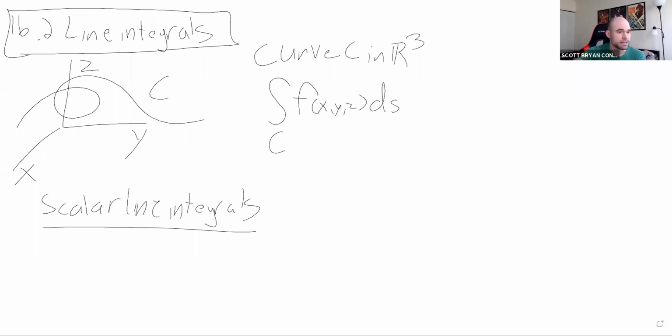If we want to find the total mass, and f of x, y, z gives us the density along the wire, then we integrate along the curve. So we integrate along C the function f of x, y, z with respect to arc length, ds. So s is going to be arc length like it was before.